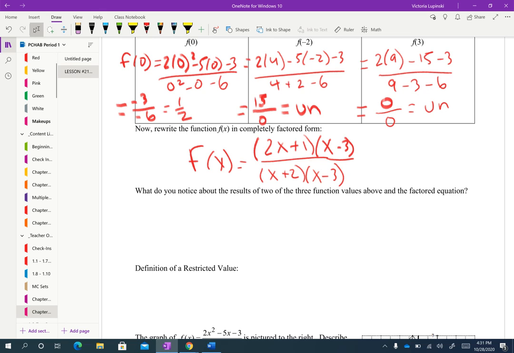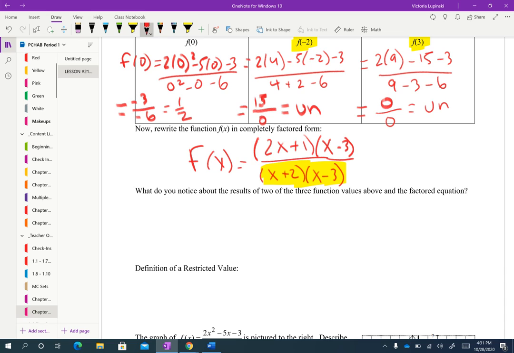So it asks, what do you notice about the results of 2 of the 3 functions and the factored equation? Hopefully you notice that f of negative 2 and f of 3 were where the undefineds were. Those are relevant because those are the values that are in our denominator.